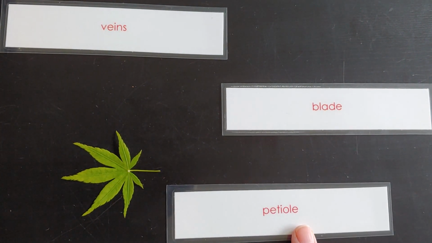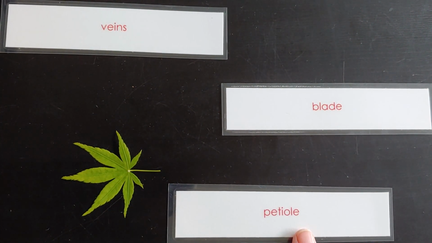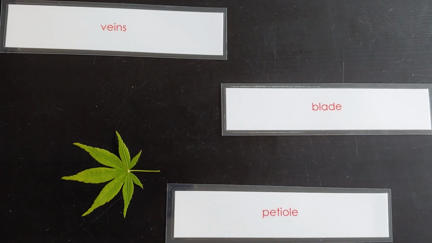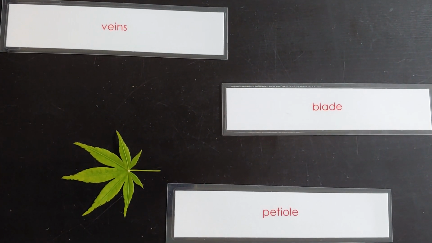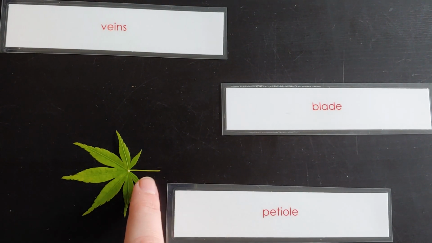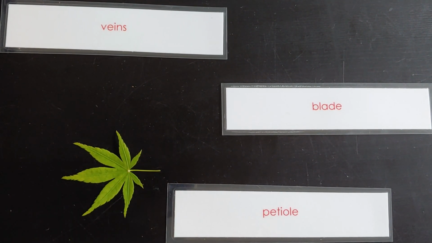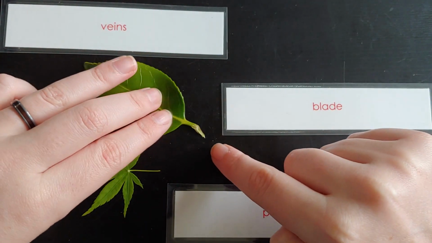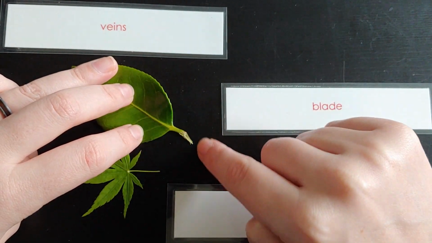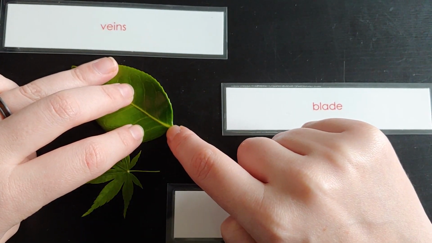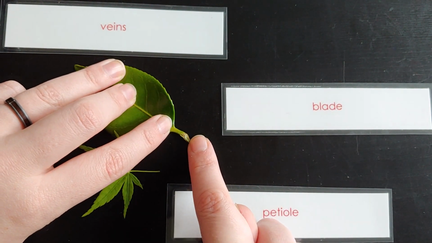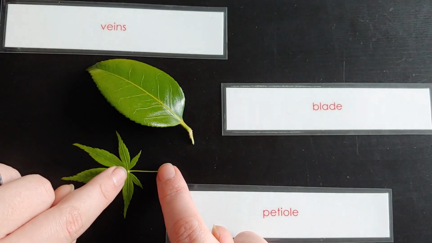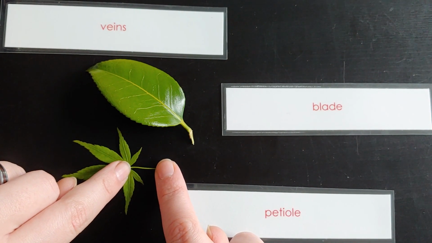We have this thing called the petiole. The petiole of a leaf is the stem part, but it doesn't count as the stem of a plant. It's like the stem of the leaf. So everything from where the leaf connects to the main stem to where the blade starts is the petiole. This right here is the petiole. This right here is the petiole.